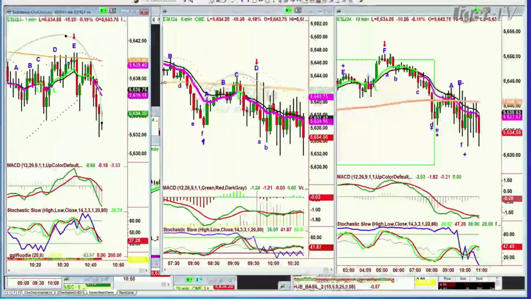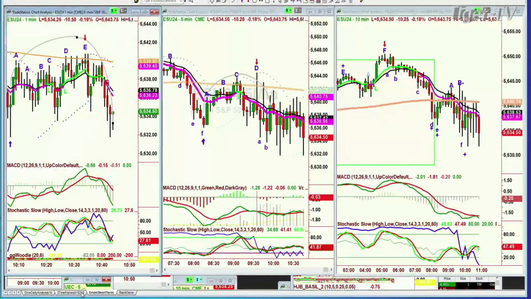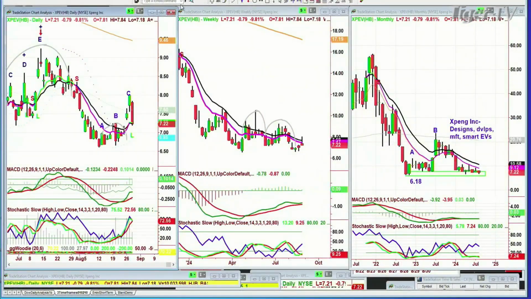All right, let's get back. This is the E-mini I'm talking about. That was the 1-minute chart. Let's get back to our story. What we want to look at right now is this.